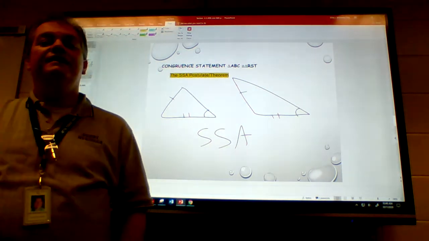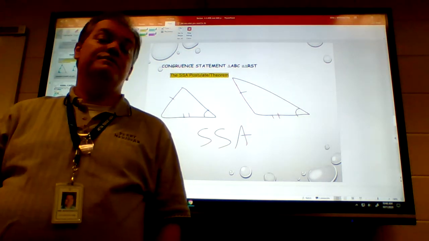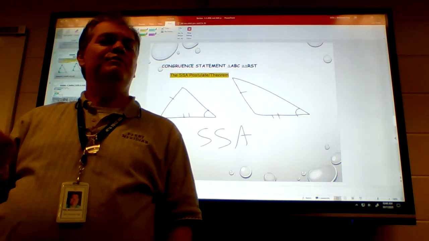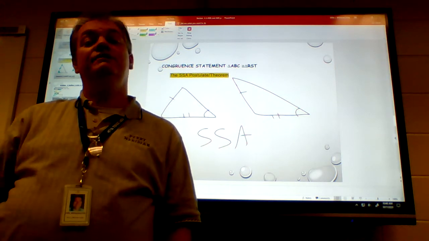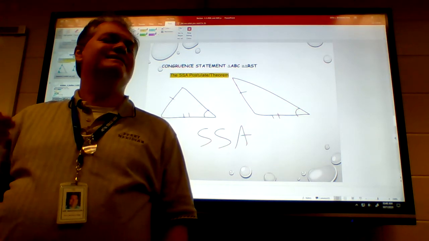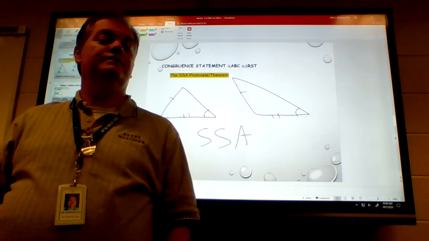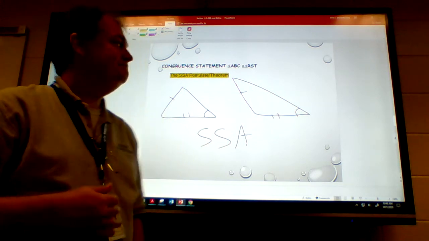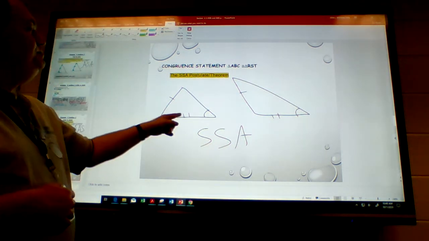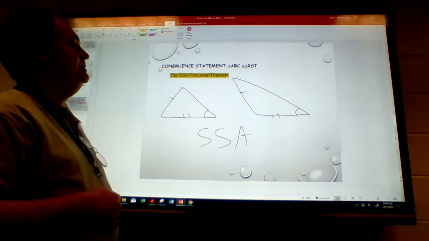Okay, the next thing I want to talk to you about real quick. We know that angle, side, angle, and angle, angle, side work. But what about side, side, angle? Does it work? And the answer is no. Here's why. Two pairs of congruent sides and an angle they don't share.